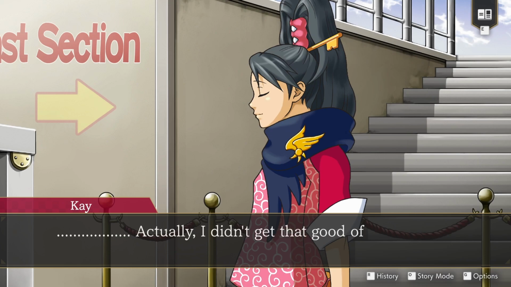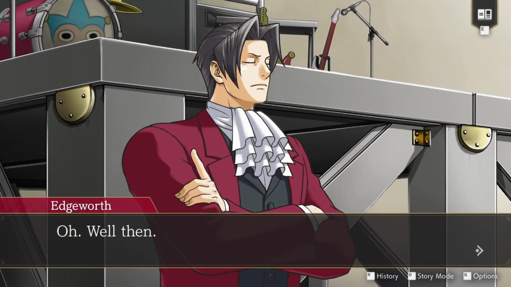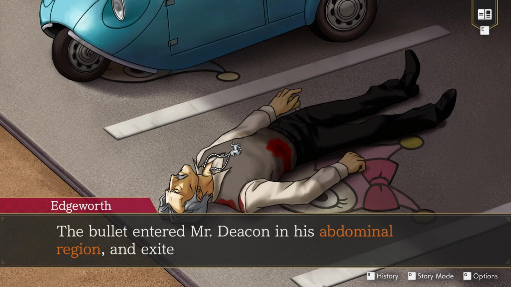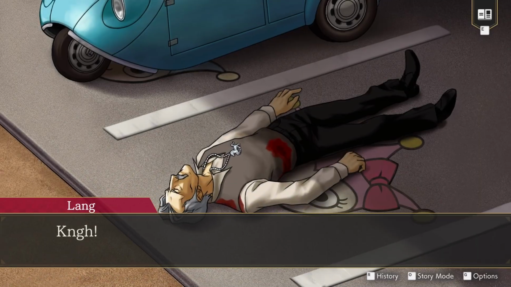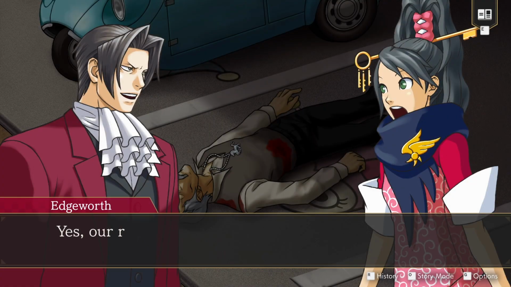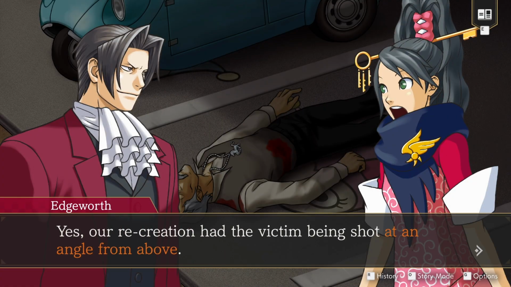Actually, I didn't get that good of a look. Oh, well then. The bullet entered Mr. Deacon in his abdominal region and exited his right shoulder. This is more consistent with an angle shot from beneath the victim. Then? Yes, our recreation had the victim being shot at an angle from above.